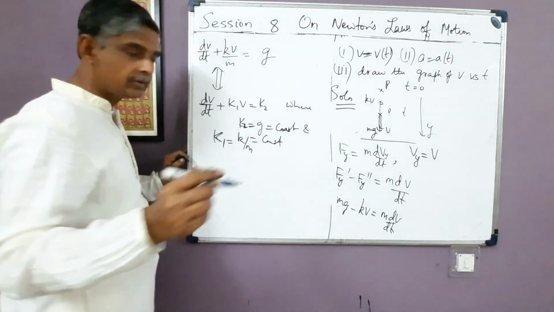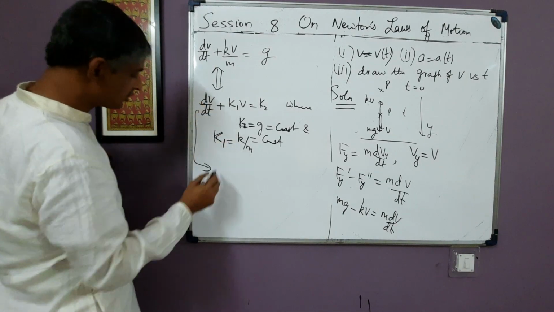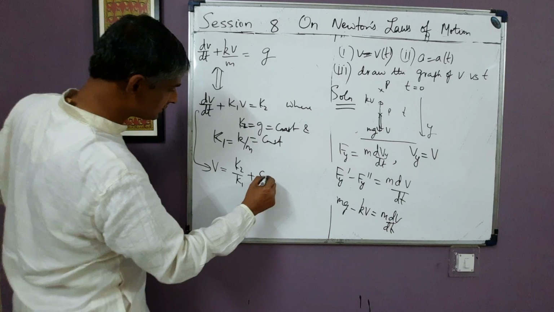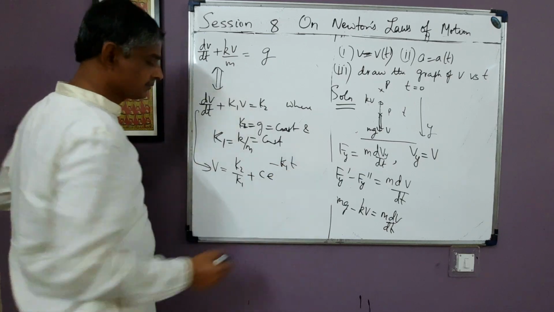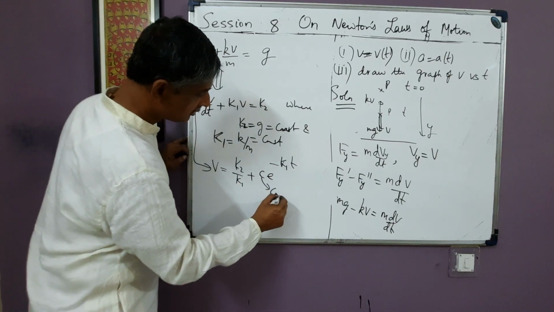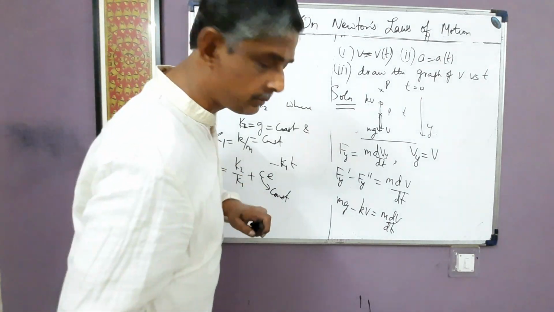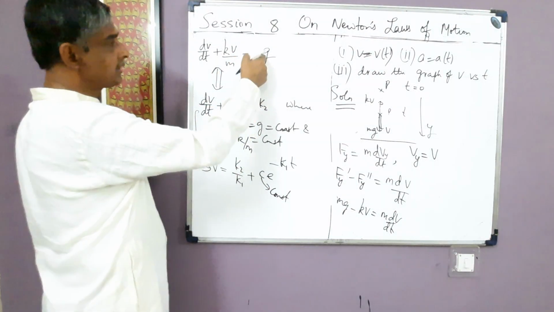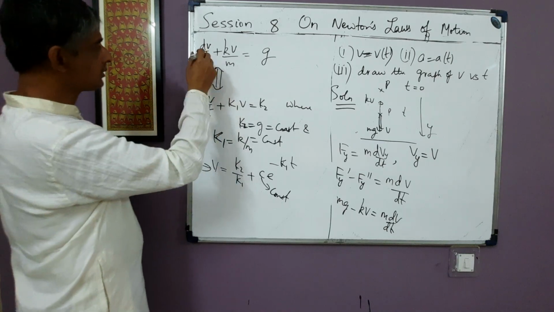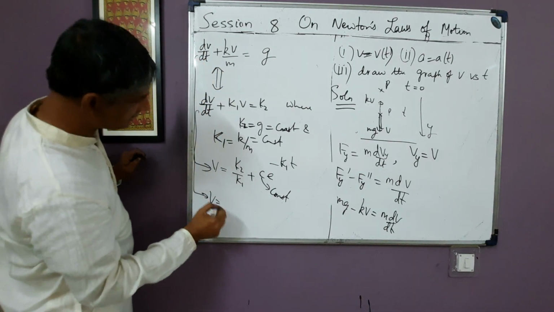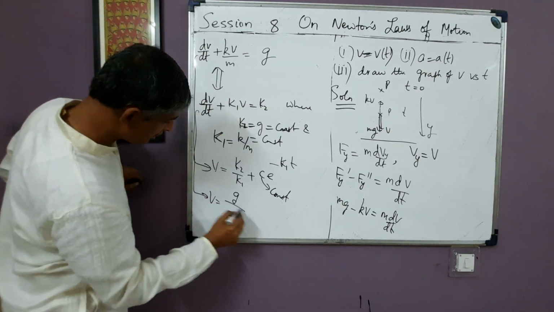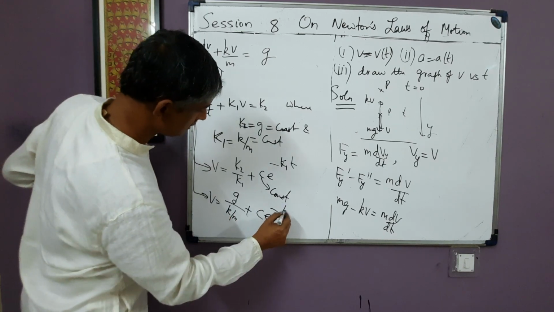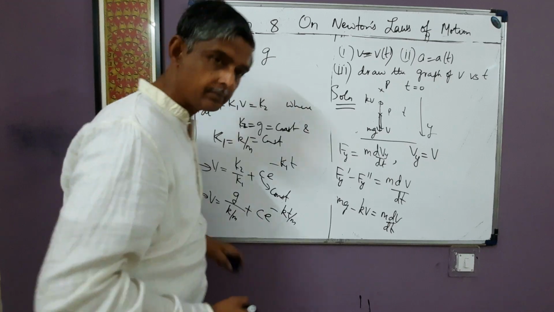From the theory of first order differential equations, the general solution of this differential equation will be written as k2 by k1 plus c e power minus k1t, where c is some constant to be found from the given condition of the problem. Now instead of k1 we have k by m, and instead of k2 we have g. So this solution is valid for this problem also. So we write v equals k2 by k1, g upon k by m, plus c e power minus kt by m. Alright.